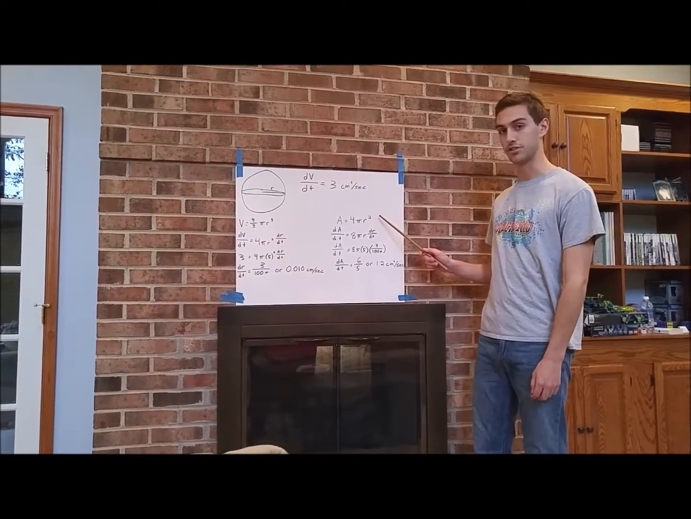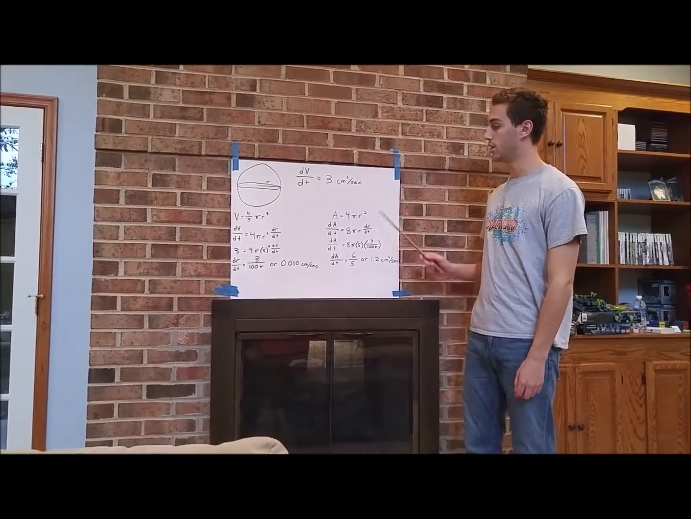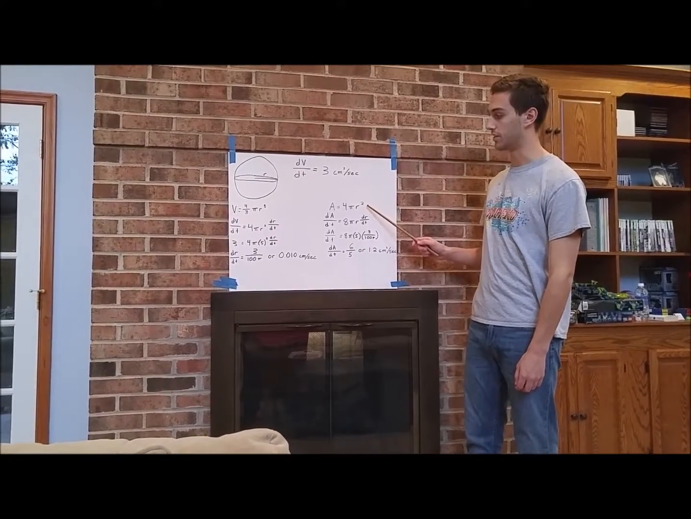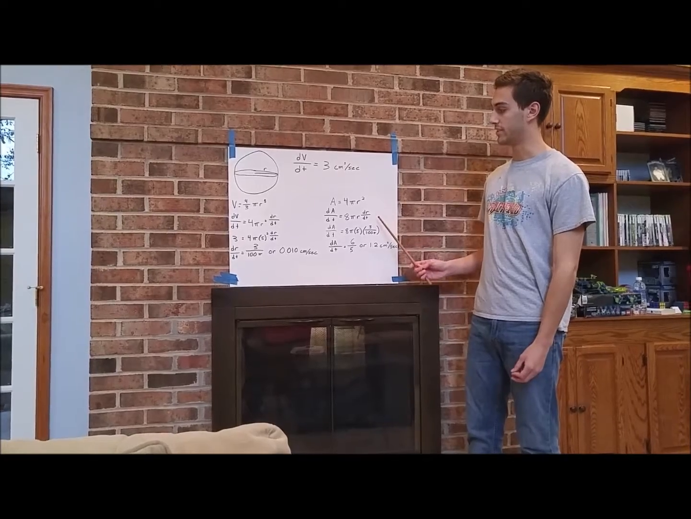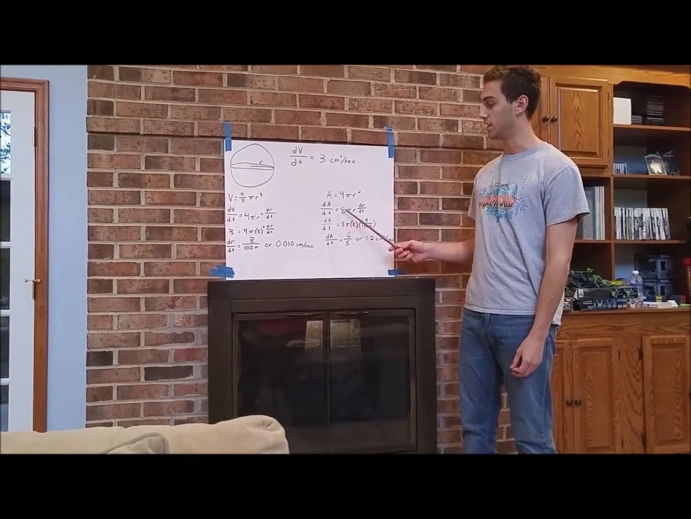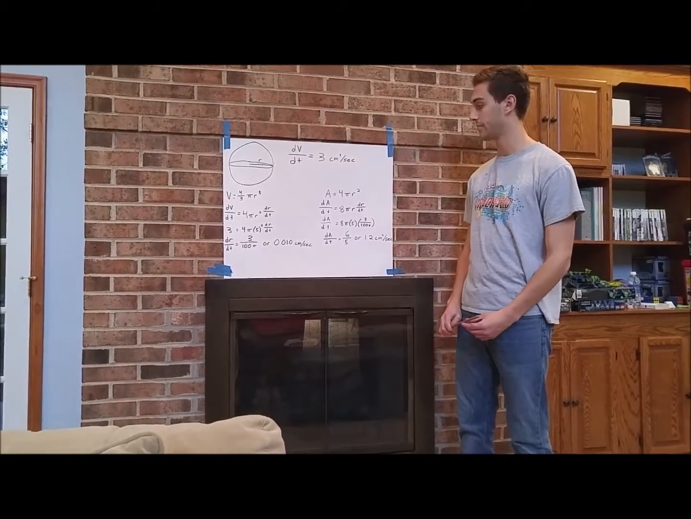Trying to find the change in the surface area at a radius of 5, we use the surface area formula of a sphere, which is the area equals 4 pi r squared. We take the derivative of this, which gives us dA/dt equals 8 pi r dr/dt.